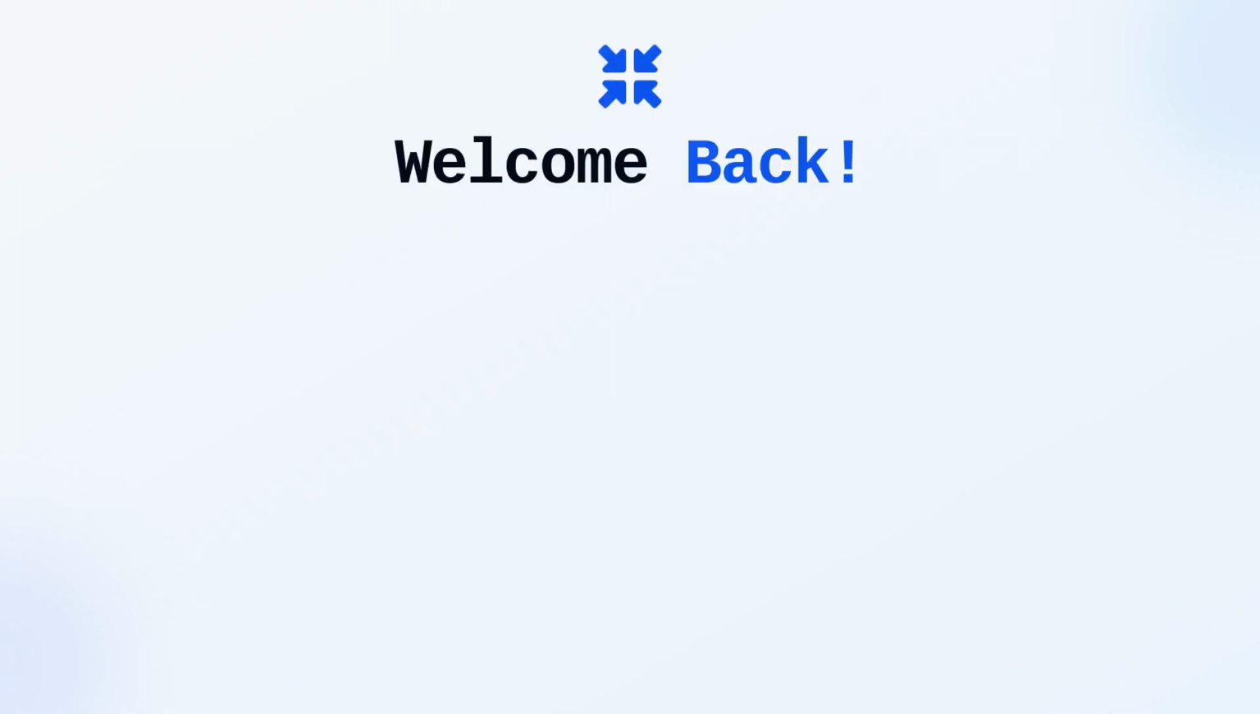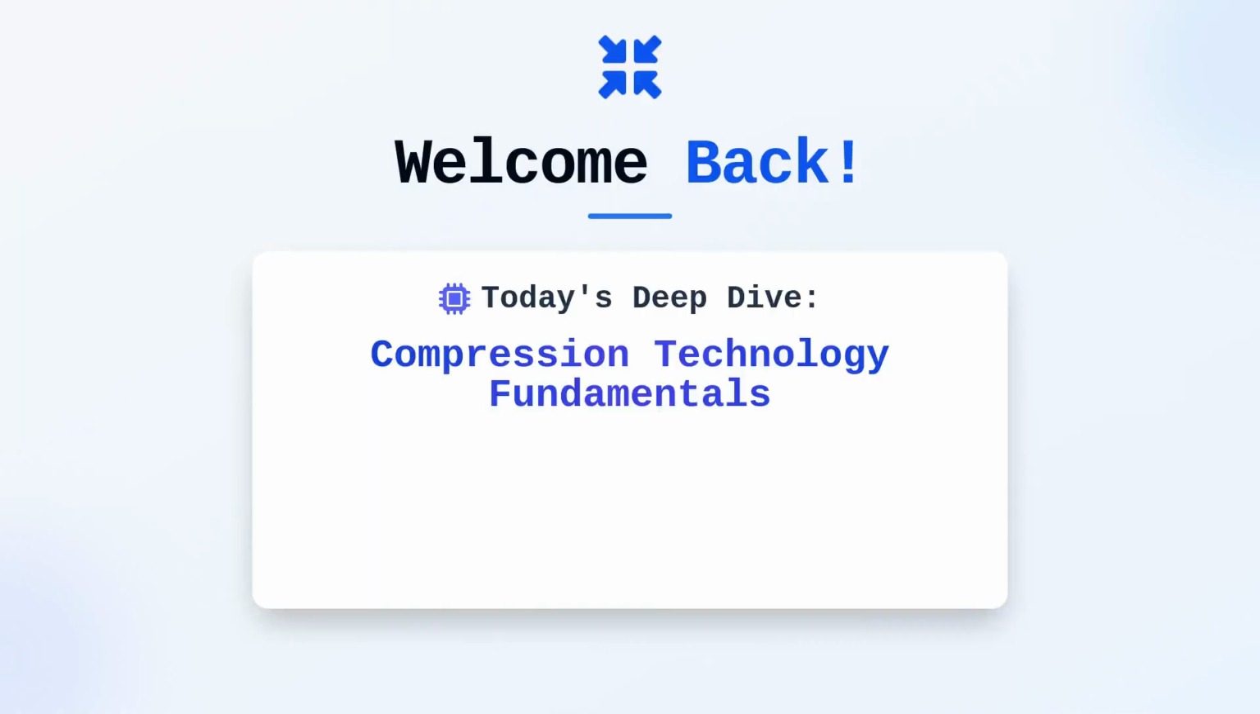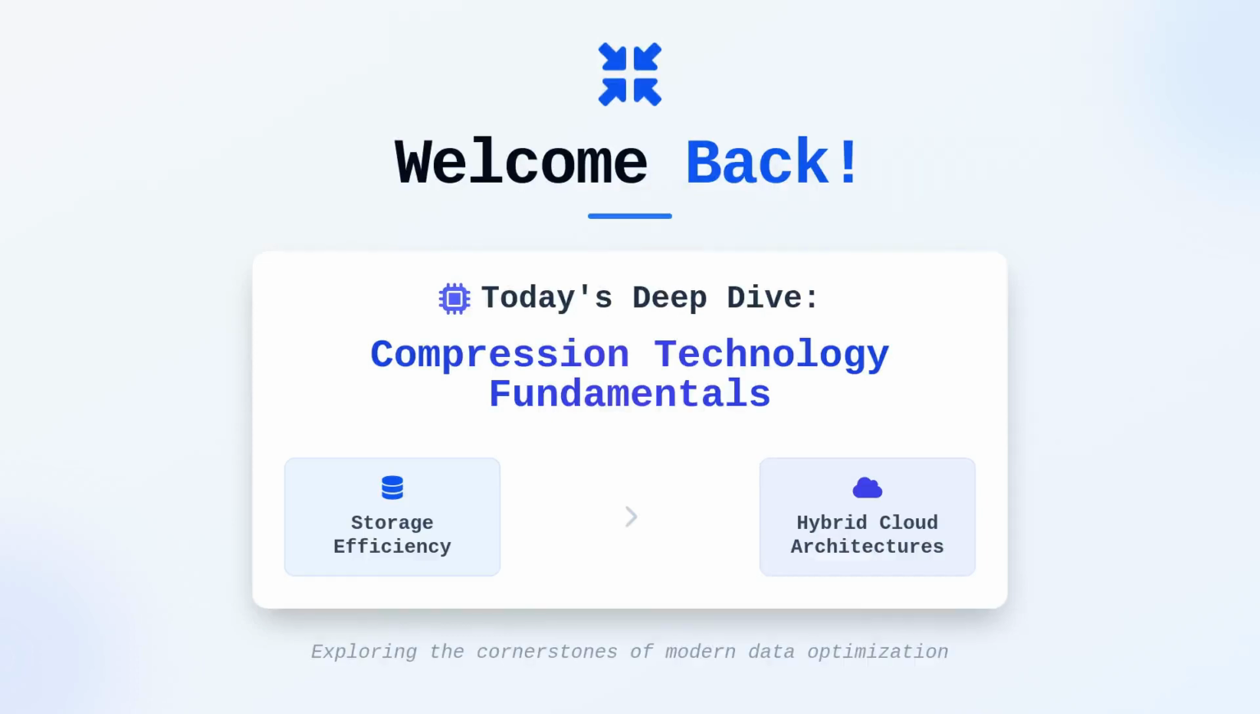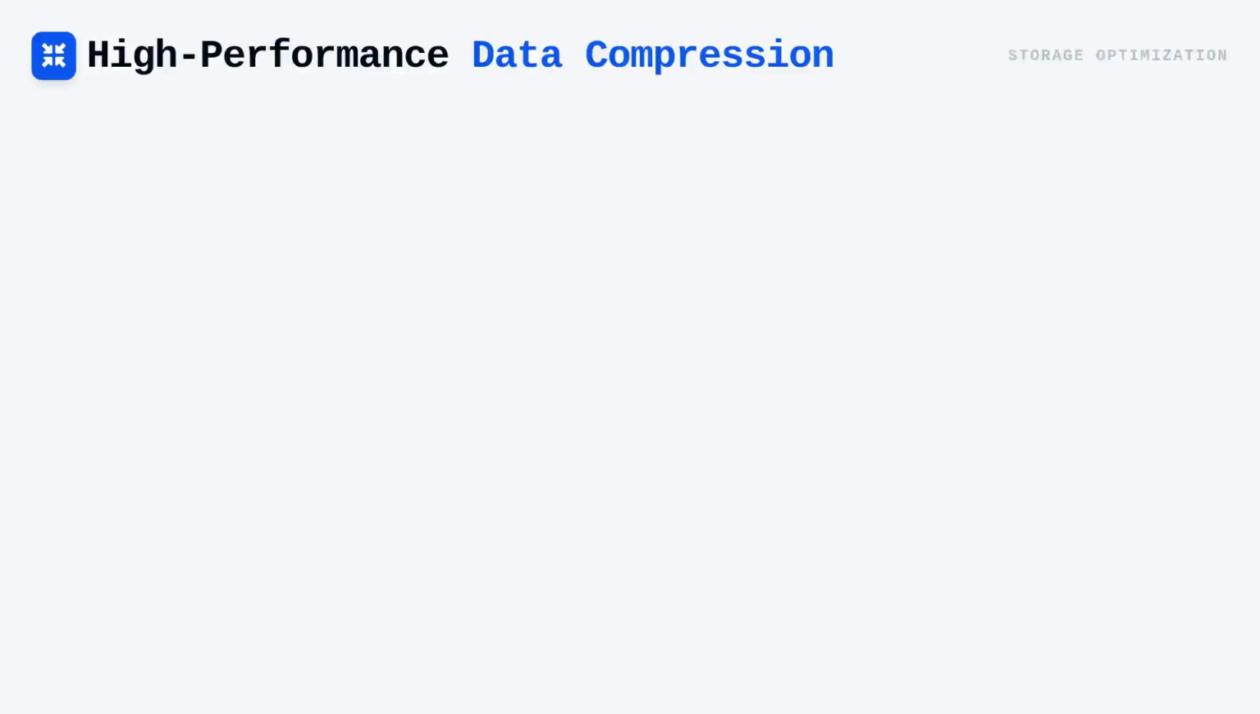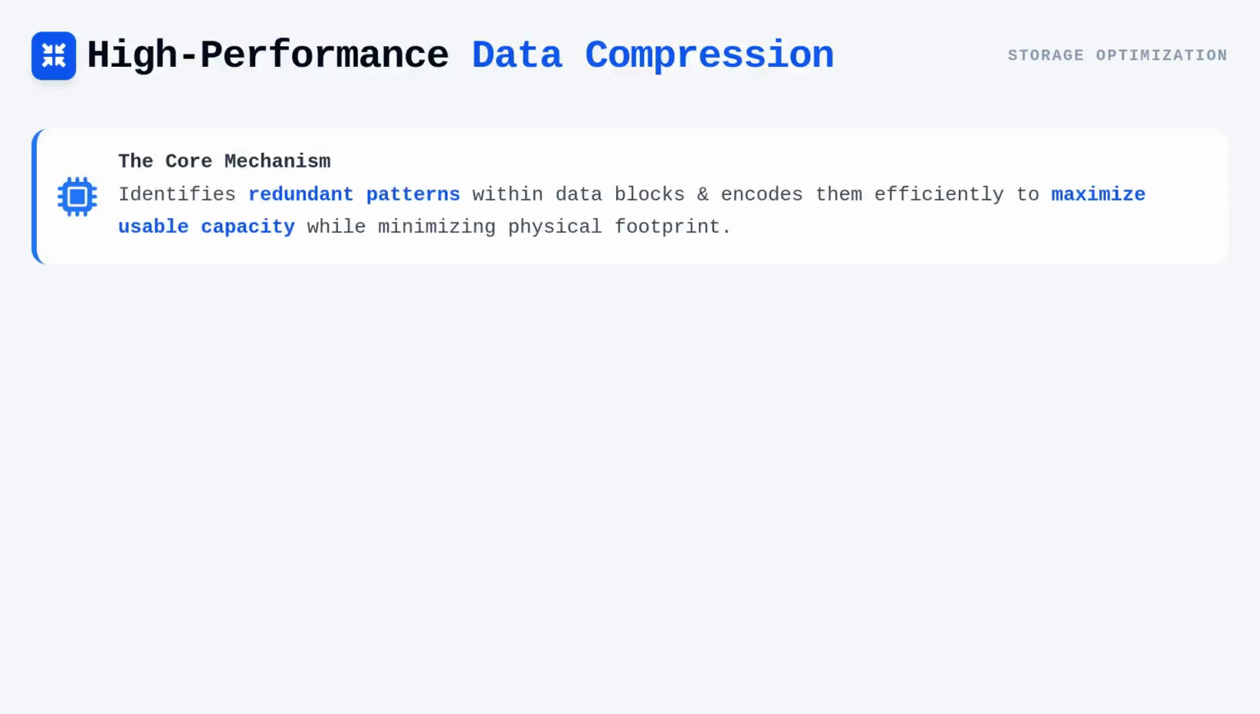Hello, and welcome back. Today, we are diving into compression technology fundamentals, a cornerstone of storage efficiency within modern hybrid cloud architectures. In high-performance storage environments, compression serves as an essential mechanism for maximizing usable capacity while minimizing the physical footprint of data. At its core, compression operates by identifying redundant patterns within data blocks and encoding them more efficiently before they are written to persistent media.